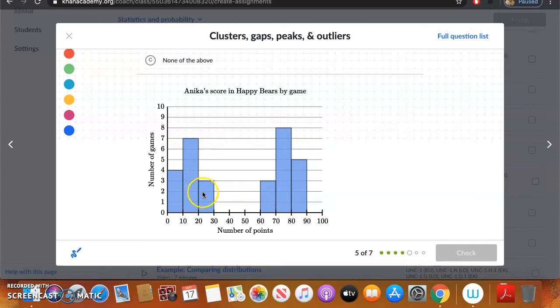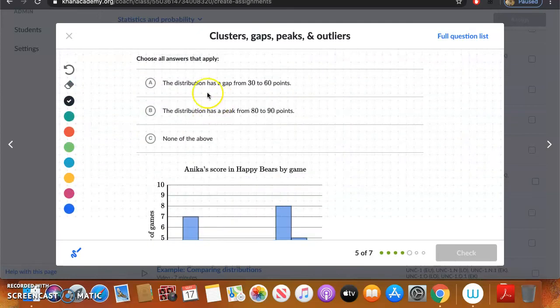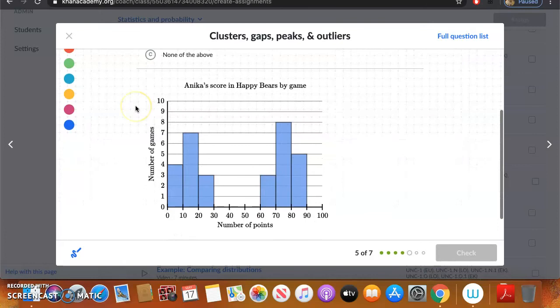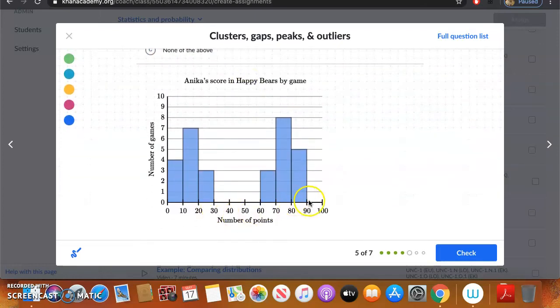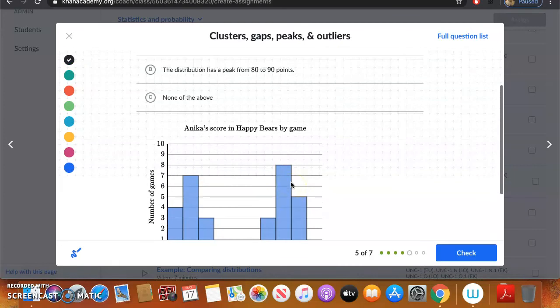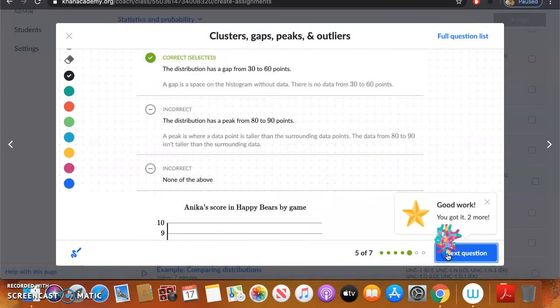They look pretty even. Annika's score in Happy Bears by game. Okay, so let's take a look. The distribution has a gap from 30 to 60 points. Absolutely, that is correct. The distribution has a peak from 80 to 90. From 80 to 90, this is not a peak. That is incorrect. And then none of the above. Okay?